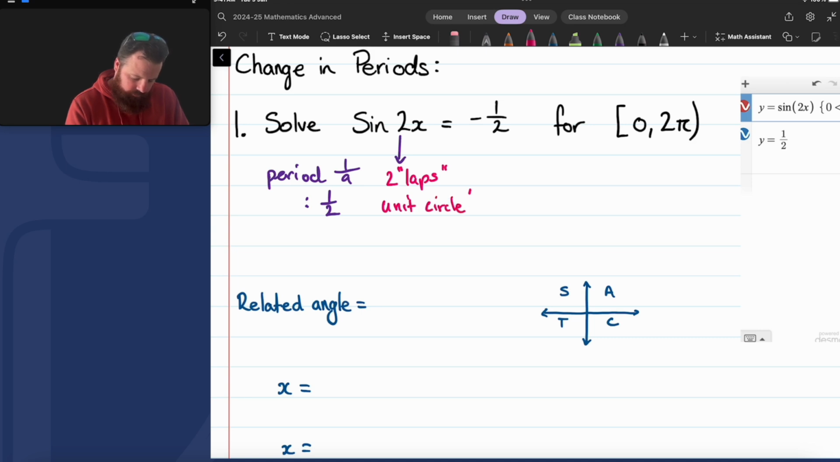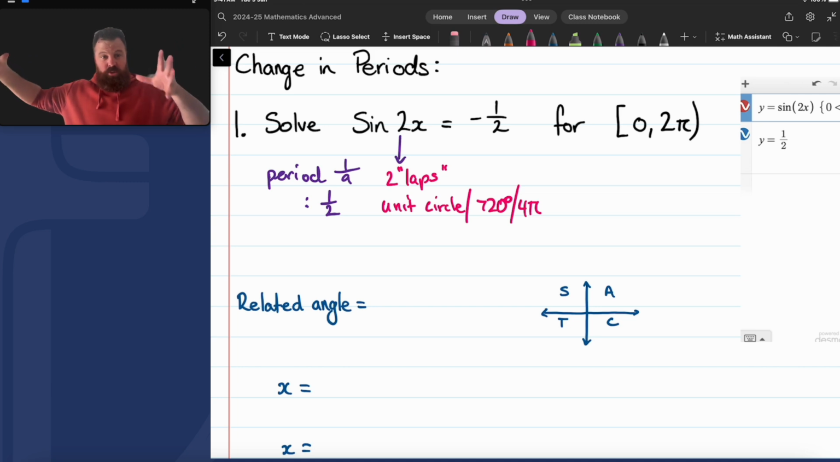In other words, 720 degrees, or 4 pi. That's where my mind is thinking, what are my solutions within that range? And once I know those solutions within that range, I'll squish it. But how do I show that?